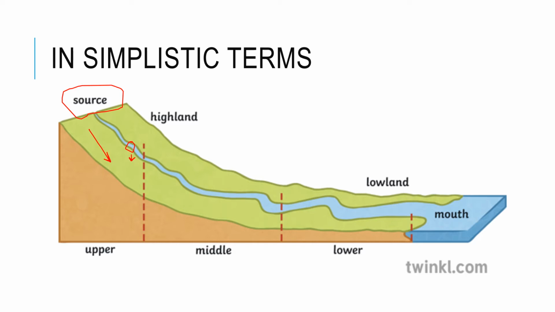By the time we get into the middle course, we find a wider river. We see that it's beginning to erode laterally. We also see that the river is beginning to meander, and we might see the odd oxbow lake in there as well. And we also find that the land is beginning to flatten out. The gradient is less extreme. And this week we're going to look at the lower course of the river.